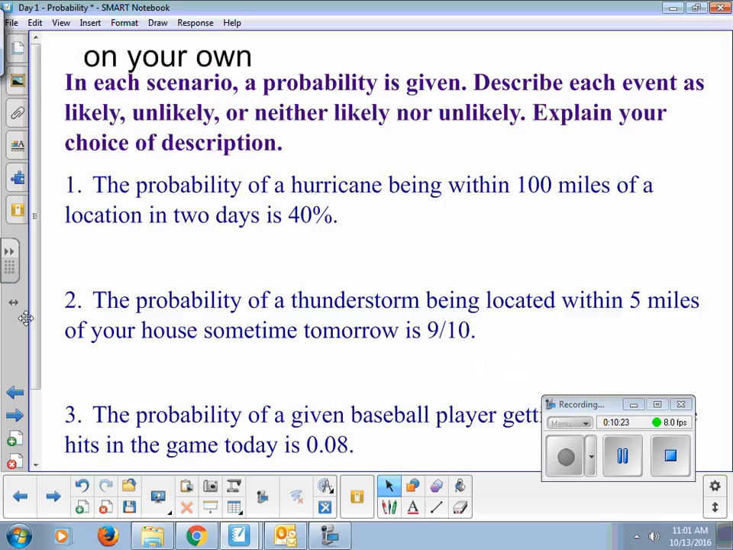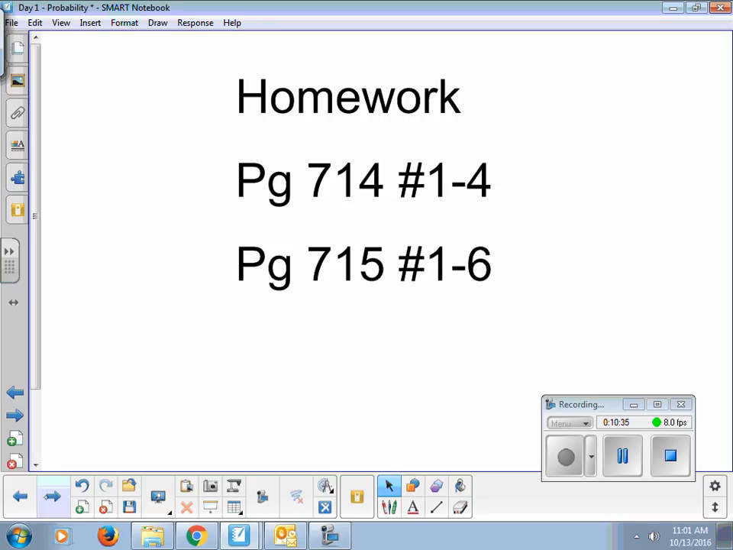Okay, for the next part of your notes, it's set up the same way. You have 3 questions where you need to describe the event as likely, unlikely, neither likely nor unlikely. I'm going to have you finish that up on your own. Homework for tonight is page 714, numbers 1 through 4, and page 715, numbers 1 through 6.